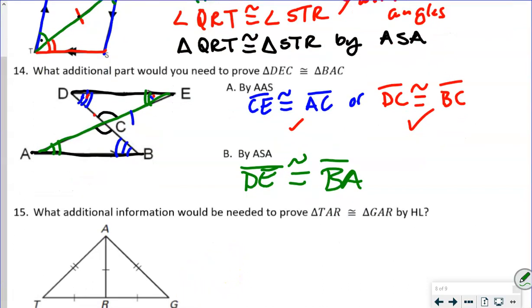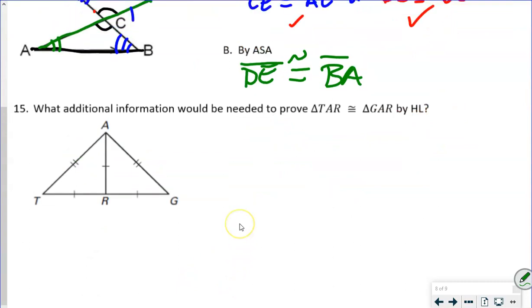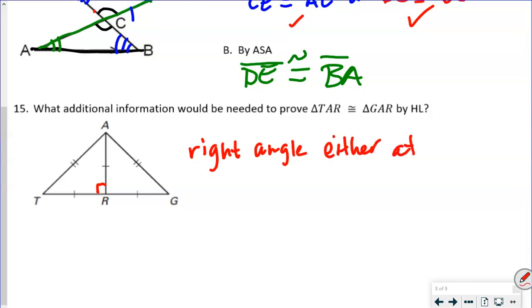So number 15 says, what additional information would be needed to prove that triangle TAR is congruent to triangle GAR by HL? Well, I would say we could have a right angle there, either at angle TRA, or couldn't it also be over here? Either one of those, because if one exists, then the other one has to. Or angle GRA.